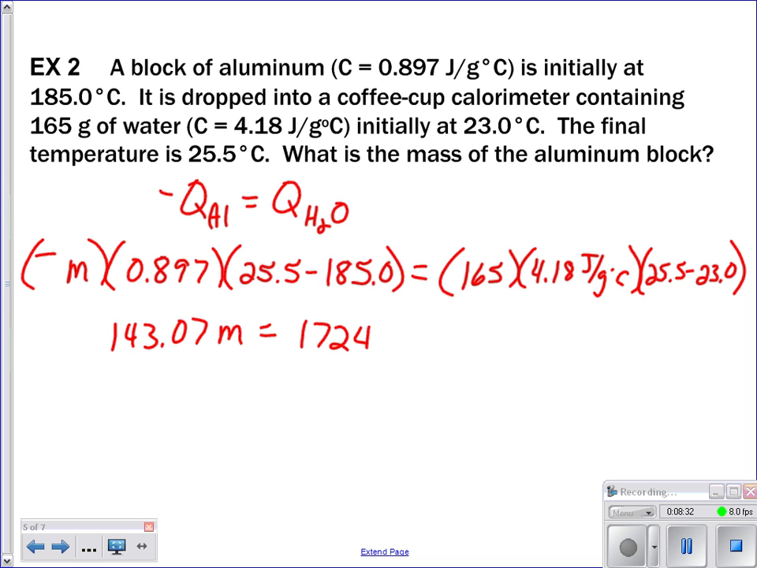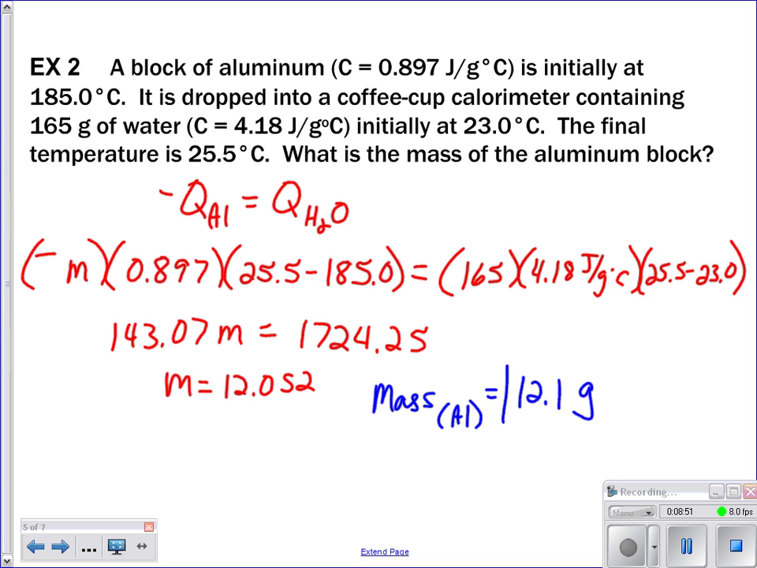The math is a little easier. And we get that M equals 12.052. And it looks like we should probably round this to 3 significant figures. So let's say that the mass of our aluminum equals 12.1 grams. All right, feel free to pause as needed, but I am going to move on to our last one.